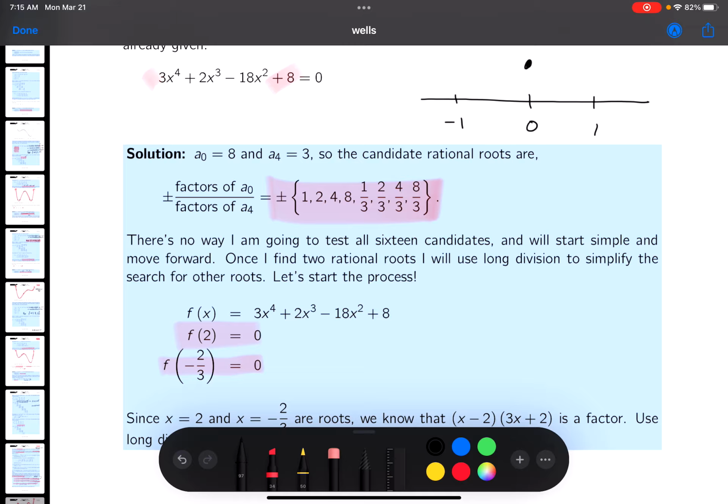You would get -3, -2, right? -18. I made a mistake over here. It's +2. +8. It's clearly negative. What do I know? I know there's a connection, which means there's a root there.